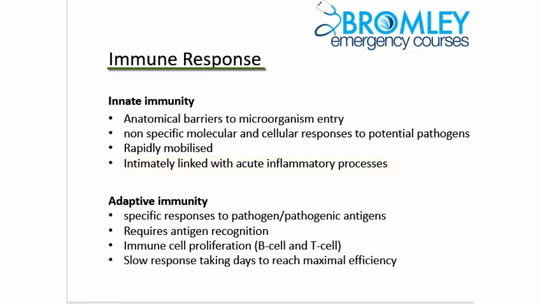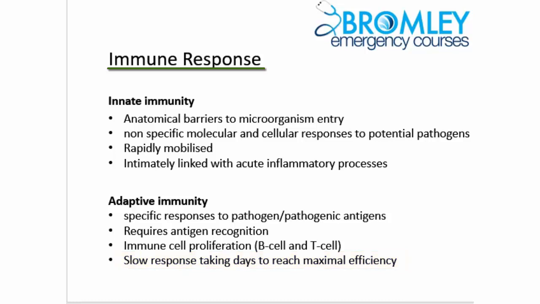In contrast, adaptive immunity is a specific response to certain pathogens and pathogenic antigens. It does require antigen recognition, and it also involves immune cell proliferation, and in that we mean B cells and T cells predominantly. But adaptive immunity is slow because it requires clonal expansion, proliferation of lymphocytes. The response takes days to reach maximal efficiency.